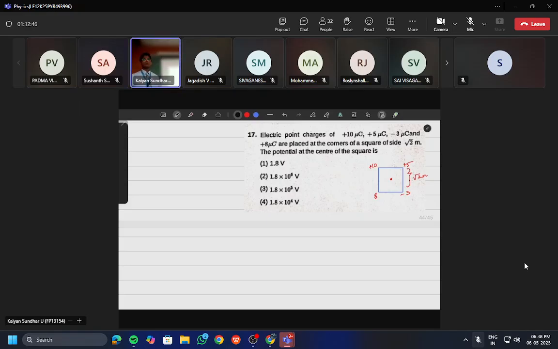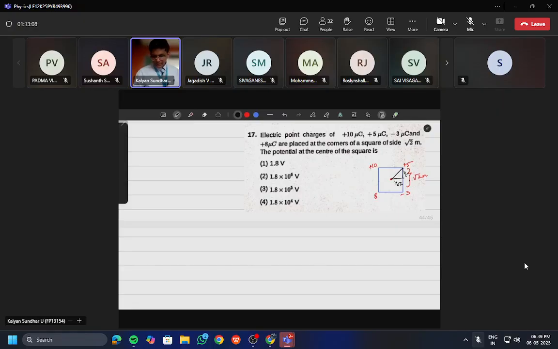So potential you have to find out. Potential due to one charge will be equal to kq by r. Correct? Kq by r only. So if I just find out this distance, that is enough for all of them. Correct? What will be this distance? Total is √2. Correct? Half of that will be 1 by √2. So this will be 1 by √2.